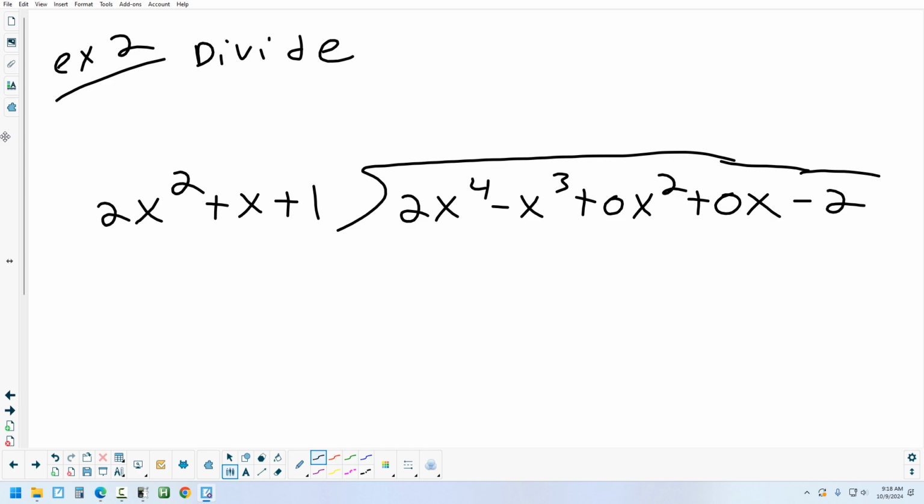Okay, so we've got 2x squared plus x plus 1, and we're going to divide that into 2x to the 4th minus x cubed plus 0x squared plus 0x minus 2. Okay, Chase, what's my first step? I'm going to divide what into what? You divide 2x to the power of 4 by 2x to the power of 2. Yep, so 2x to the 4th by 2x squared.